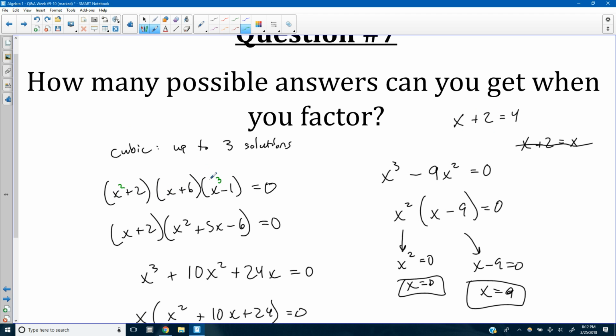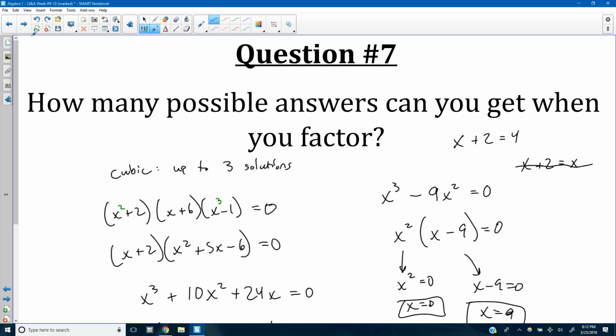If we multiplied this out, eventually the x squared would multiply with the x, and with the x cubed, that would be x to the 6th. This is a 6th degree polynomial. So I can look at it in factored form and know what kind of polynomial it is. That's another big part about this.